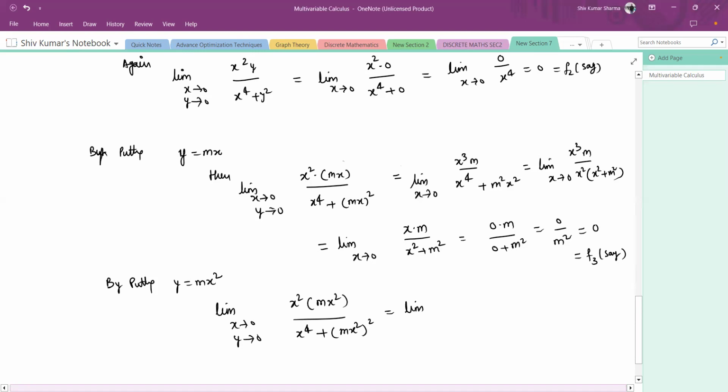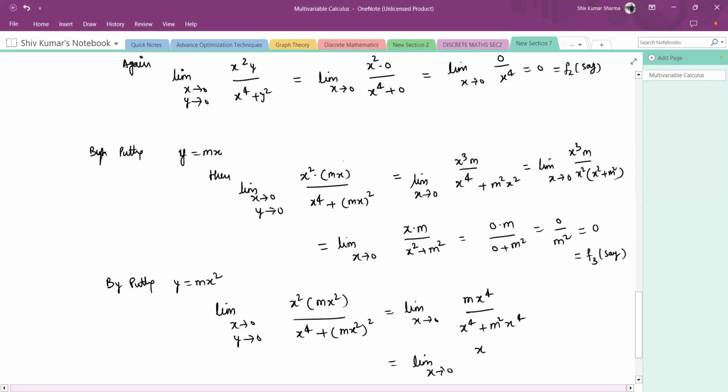Here we take the limit of x only. When we substitute the value of y, we write limit x tends to 0, and the numerator we can write as m into x raised to the power 4, over the denominator x raised to the power 4 plus m square x raised to the power 4. So here we see that, limit x tends to 0.